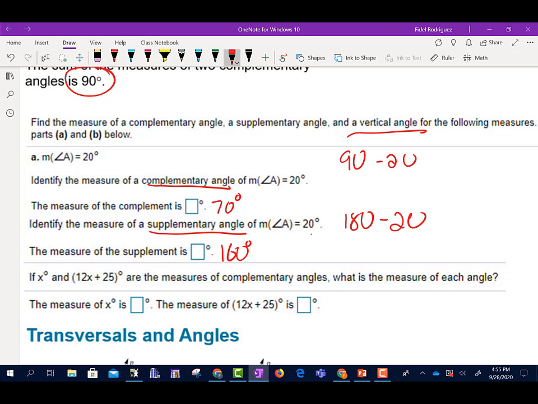It also said the vertical angle, so I guess I didn't put that one in here. So the vertical angle would be the same measure, 20 degrees, okay?